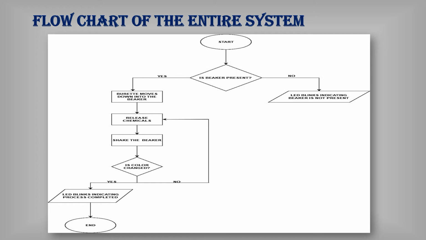This slide will give you the system flowchart of our entire system. Once the beaker is sensed, the burette moves to the beaker. Release of chemicals takes place, followed by shaking of the beaker. Once the color sensor matches the color of the solution with pink, the LED will blink and the buzzer will buzz. This indicates the end of our titration. If the color sensor does not match the color of the solution with pink, the process repeats from the release of chemicals.